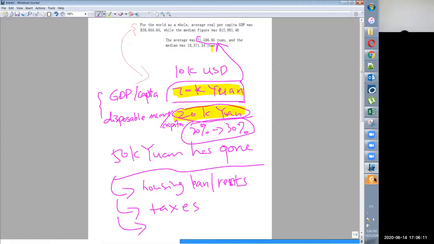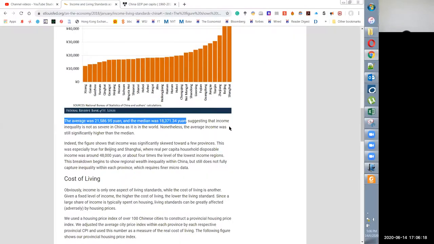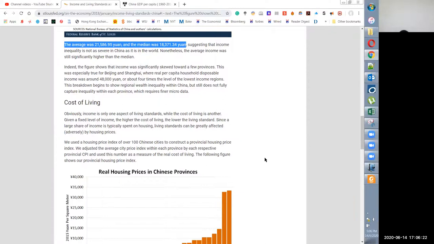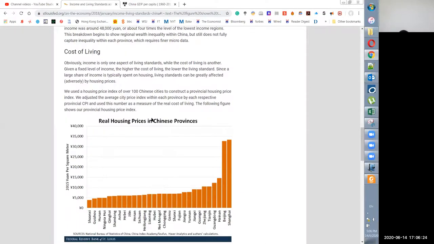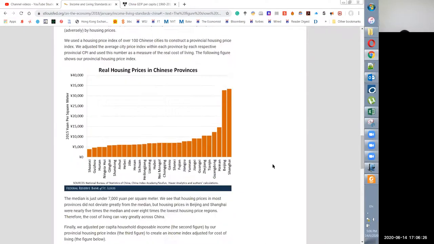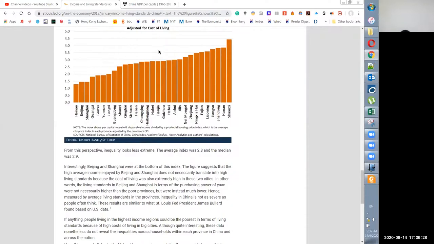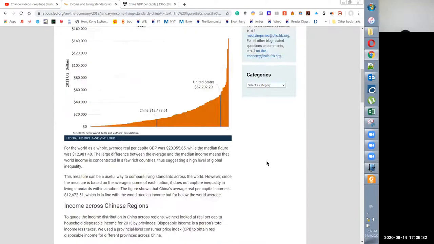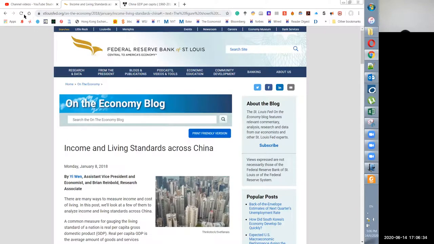Honestly speaking, does this sound surprising to you? Not really. Talk about their housing prices and cost of living. Not really, okay. All right. But very good insight from here.